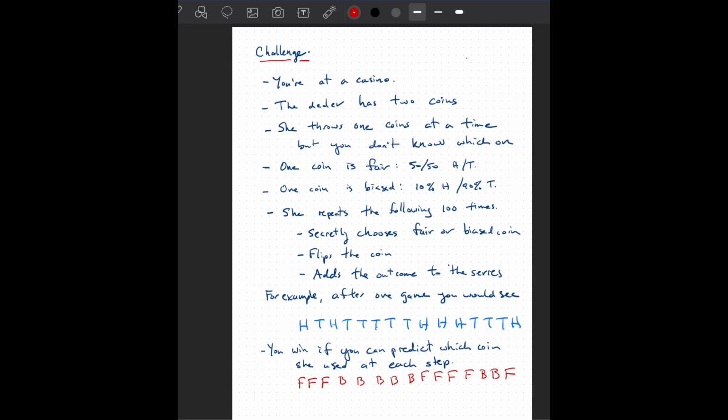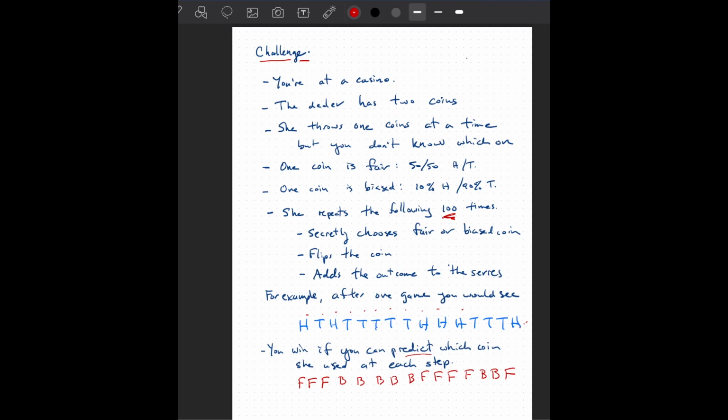She puts the 2 coins behind her back, and she secretly chooses either the fair or the biased coin. Then she flips the coin in front of you and adds the outcome to a long series of outcomes for the 100 trials. For example, after 1 game, you would see a sequence of length 100, but it would start off with heads, then tails, then heads, then tails, tails, tails, tails, tails, heads, heads, heads, tails, etc. Now, you win this game if you can predict correctly which coin she used at each step.